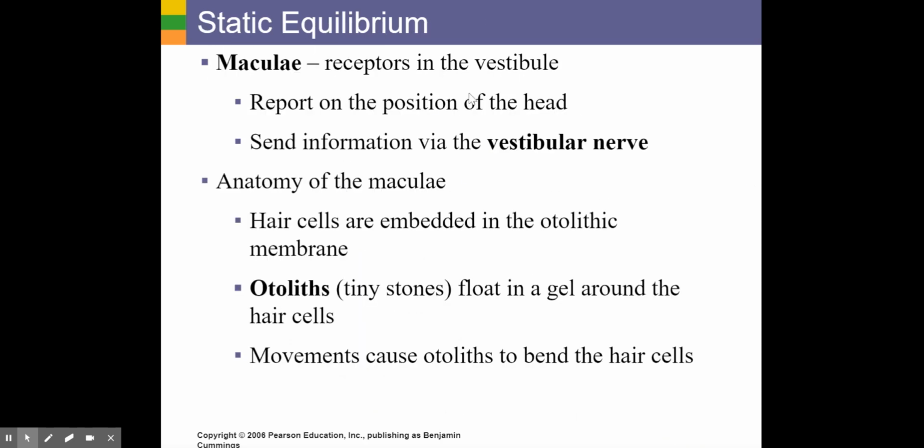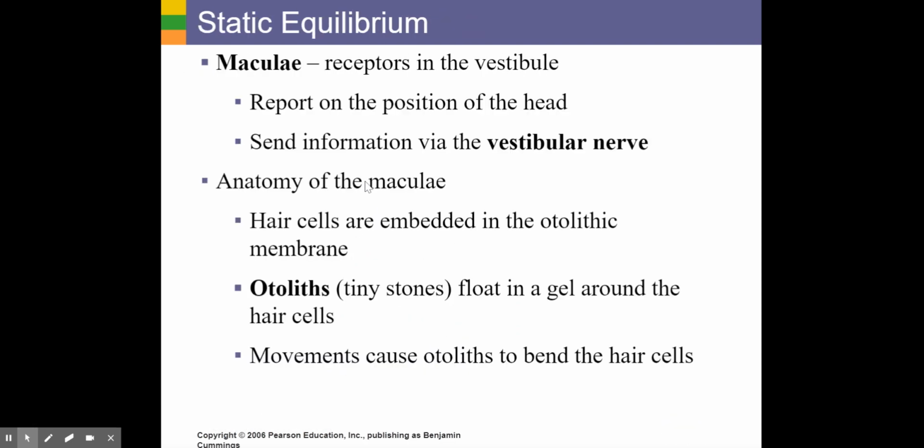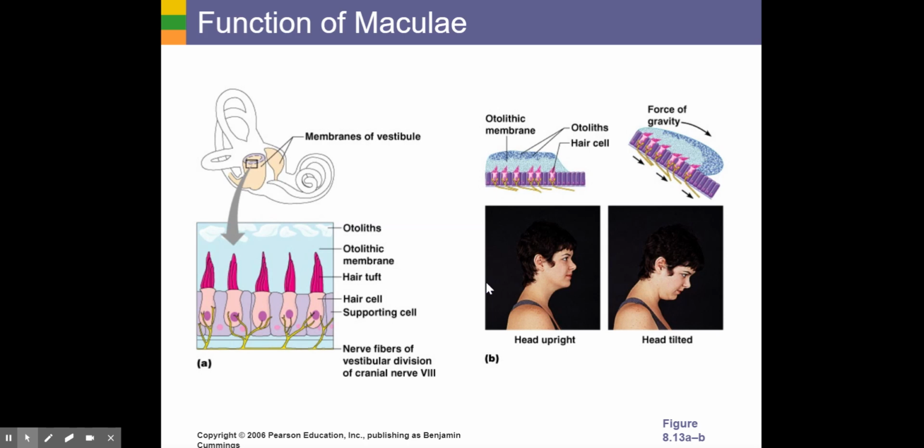All right. So static equilibrium, there's these little receptors. You don't have to remember them specifically for the test, but they simply report position of the head. Those little guys are inside of the vestibule. All right. And they have these little things called otoliths. So these little tiny stones are actually floating in the gel inside of that. I'll show you a picture here in a second. But when you move your head, those little otoliths move in that gel based on your movement, and they bend the little hairs. And then that essentially tells your brain which direction you moved your head.